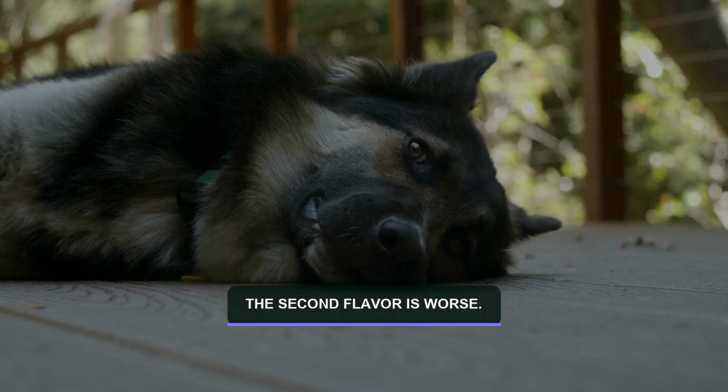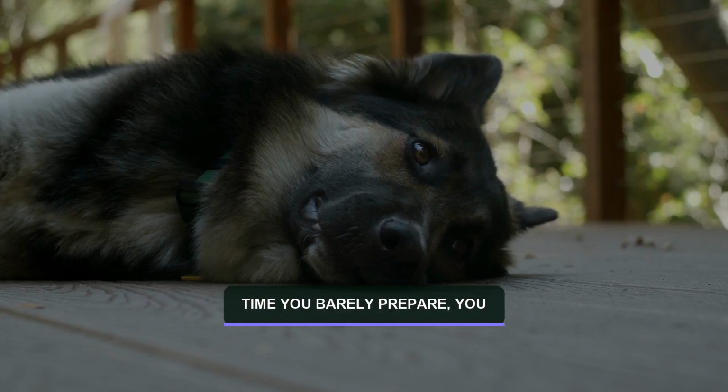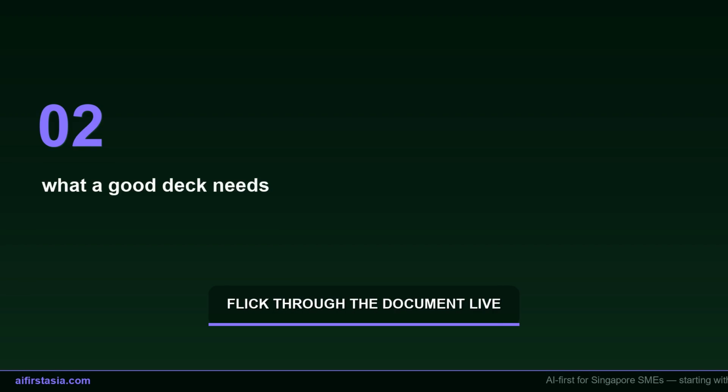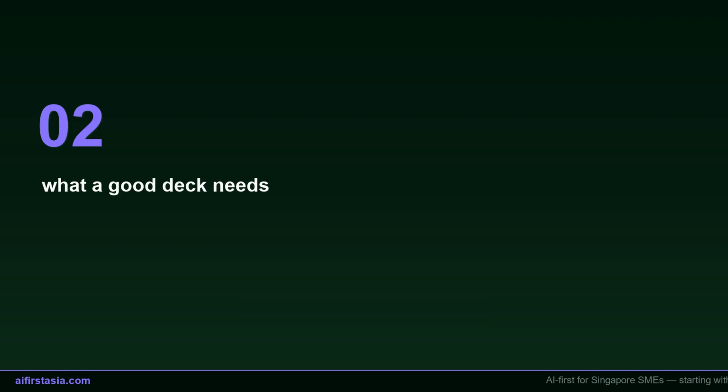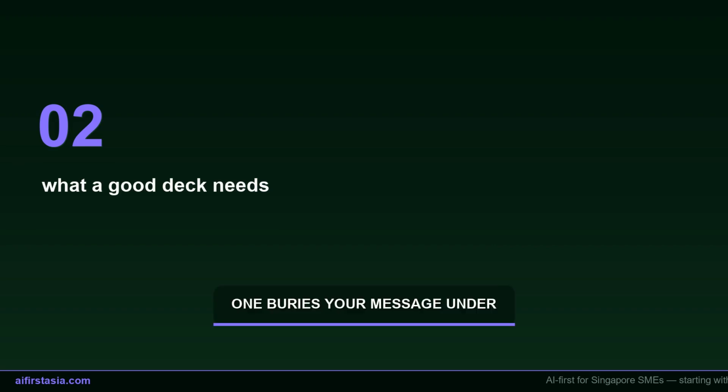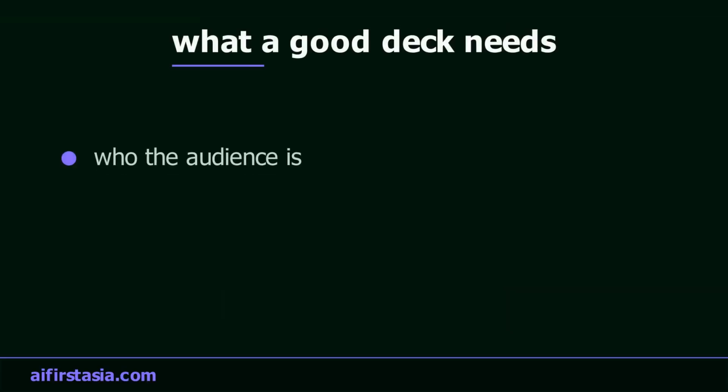The second flavor is worse. You are so short on time you barely prepare. You flick through the document live hunting for the point, and it rambles with no shape, neither lands. One buries your message under walls of text, the other never finds the message at all, and both waste your one chance to make the report mean something in the room. There is a middle path and it is level 1.